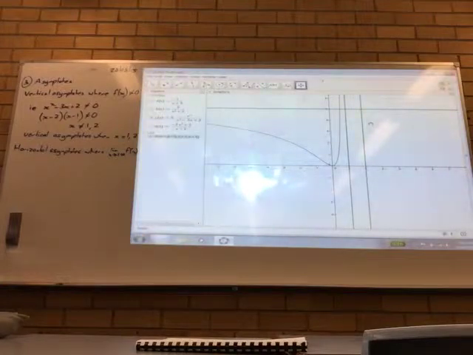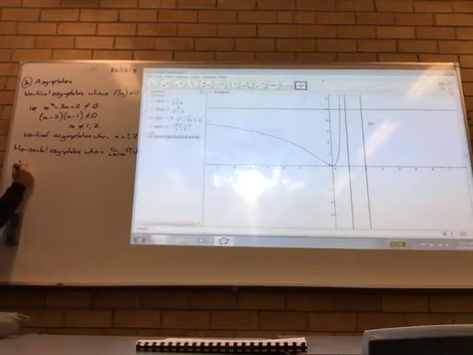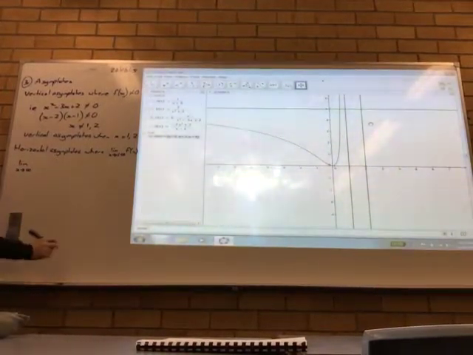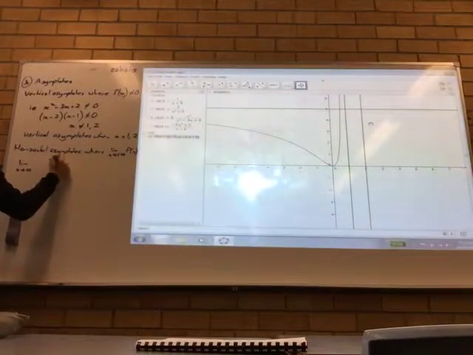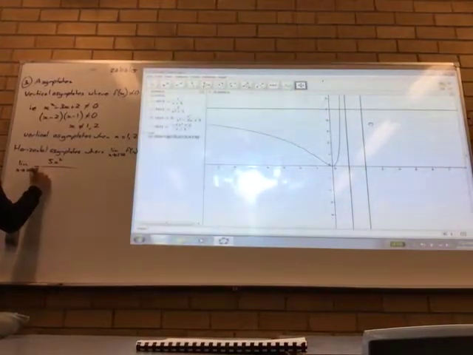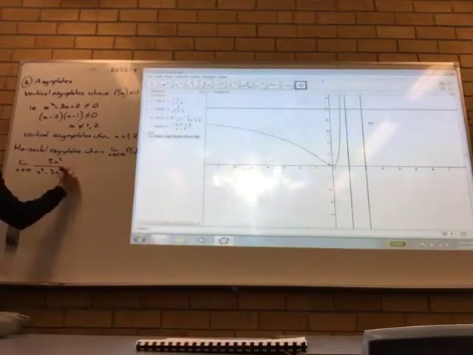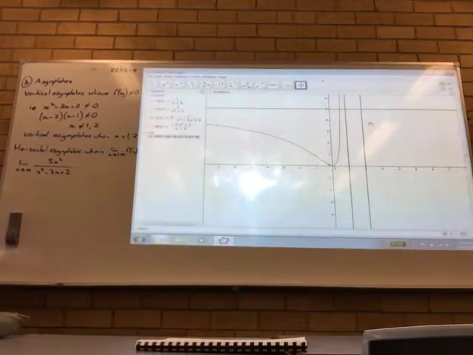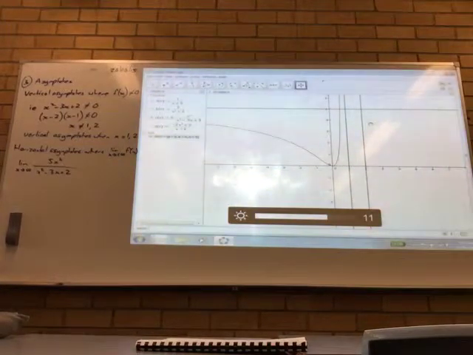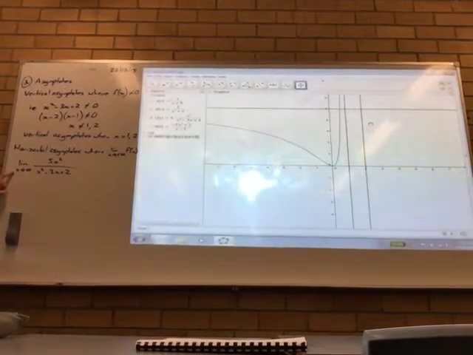Now, because we've already established that it's not even or odd, we actually need to consider the limit in both directions. So limit as x approaches, let's go positive side first, of 5x squared all over x squared take away 3x plus 2. Do you remember what we do for our limits in extension? You divide by the highest power.